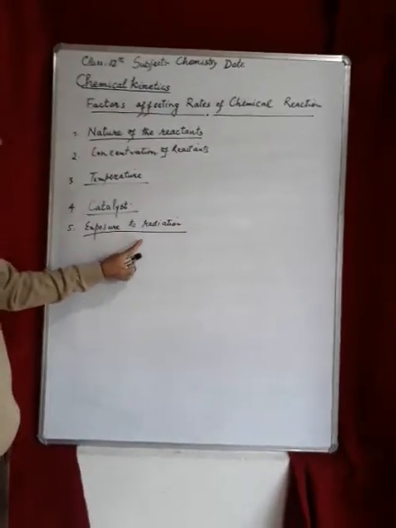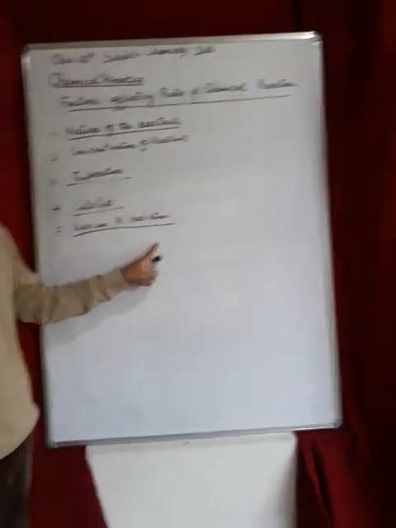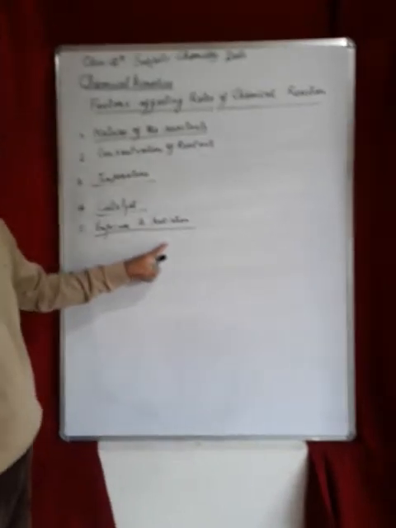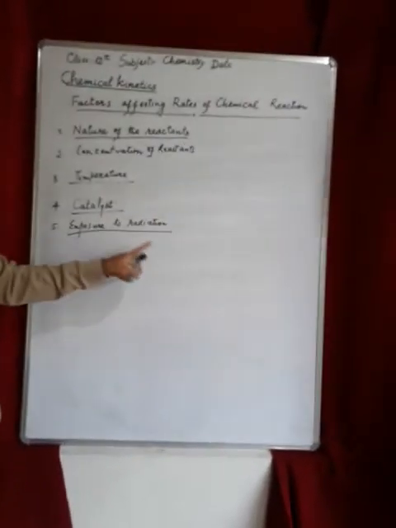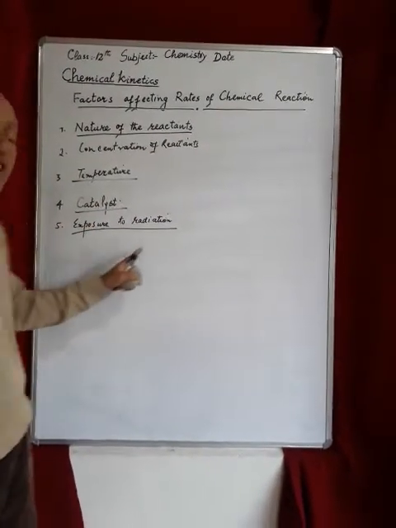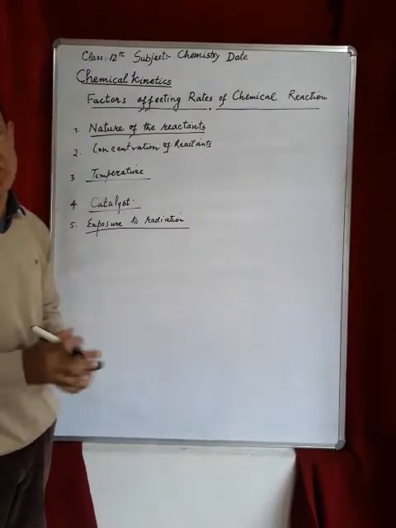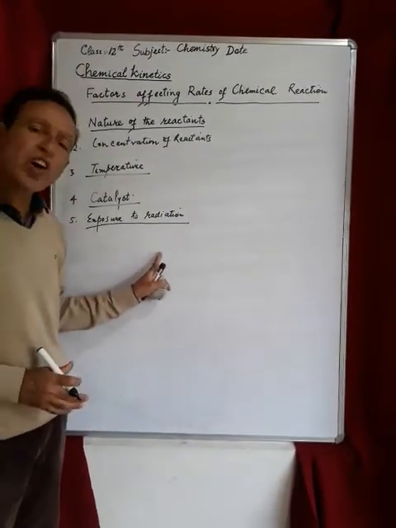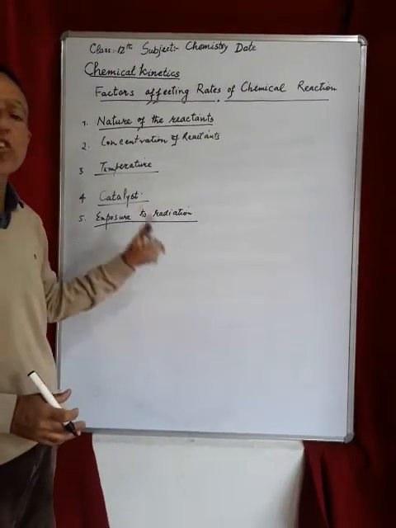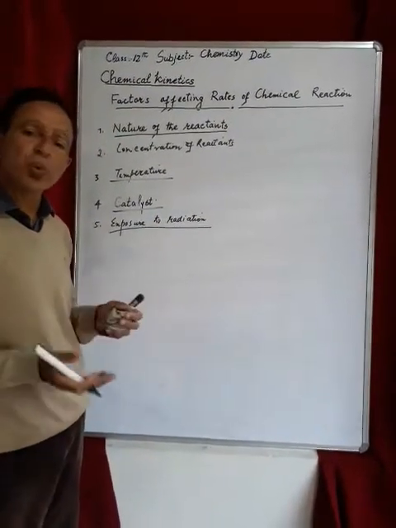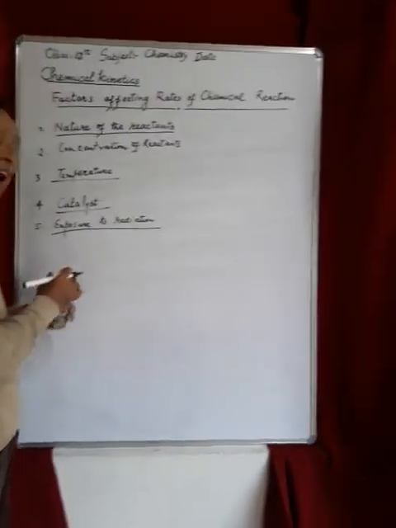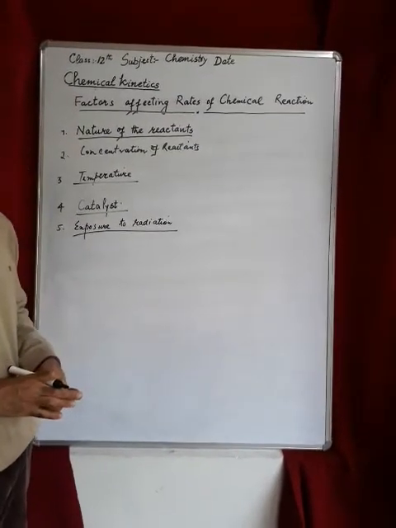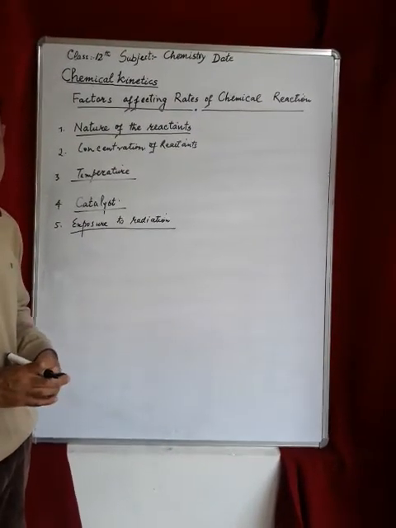In some reactions, the rate is considerably increased by the presence of certain radiations. The photon of these radiations possess sufficient energy to break the bonds of the reactants to form the product.